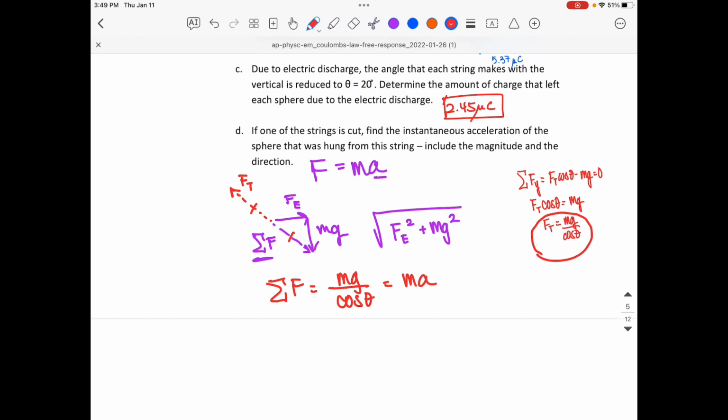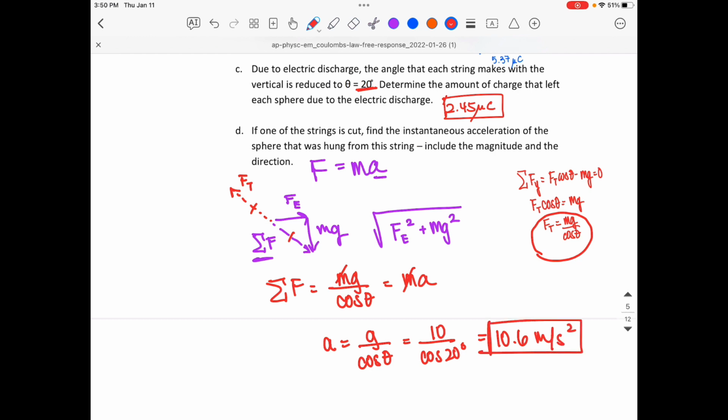And when I divide the m over, they can cancel out, and my acceleration is g over cosine theta. Which theta are we going to use? Well, since it ended up at 20 degrees after the dissipation, it's going to be 10 over cosine 20, and that gives us 10.6 meters per second squared for part D.